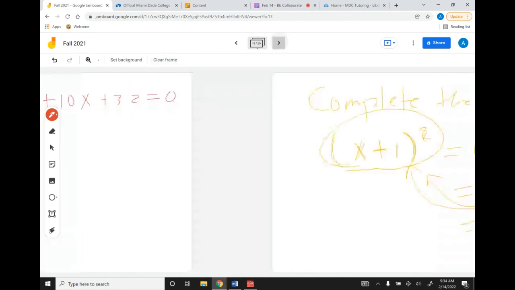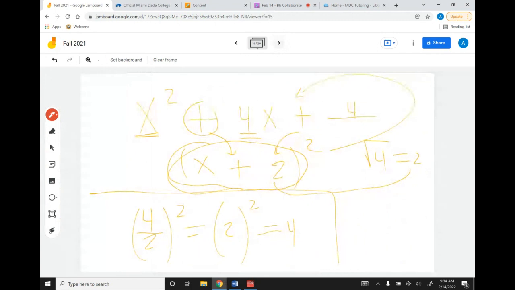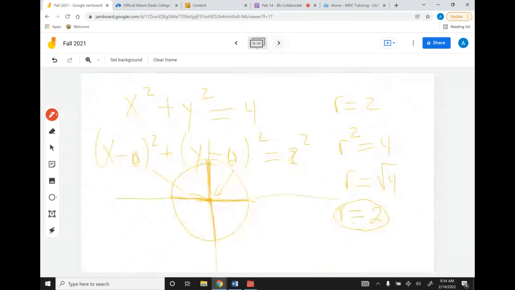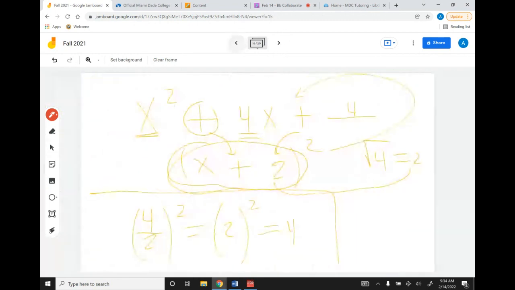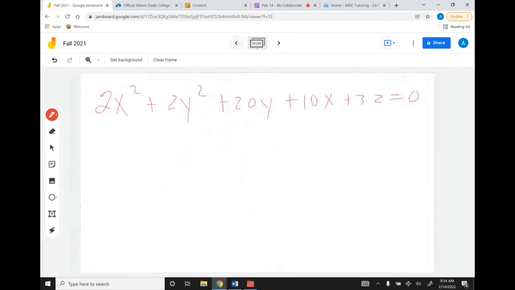Now, notice that in the other cases like this, it was easy for me to see what the circle was because it was already in this form. Okay? Well, the one that I'm showing you now is not. So how do we make this happen? Now we're going to take a bunch of steps.